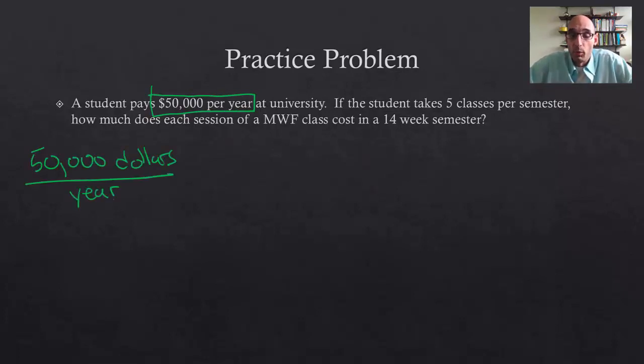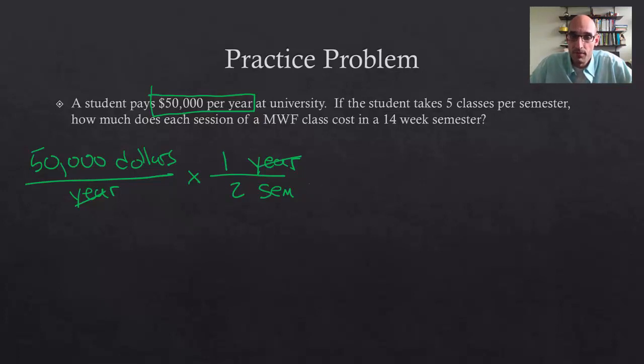What are we changing here? We're not changing dollars because we want the final unit to be in dollars per session. So actually we're changing the lower one this time. What we want to cancel is I want year to cancel. So if we want year to cancel, what do we know about year? Well, semester. We have 2 semesters per year for a typical student. That's going to allow years to cancel, and that's going to give us semesters.